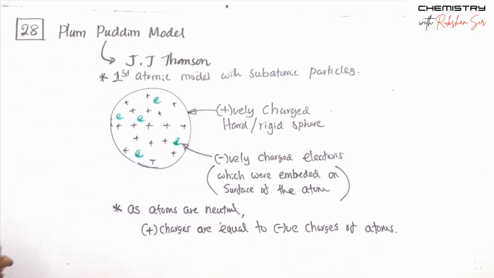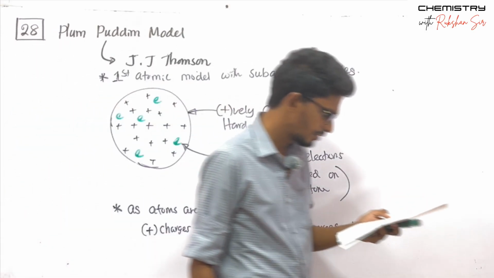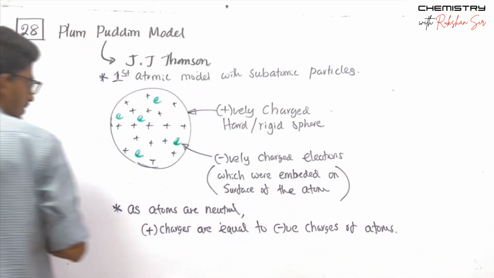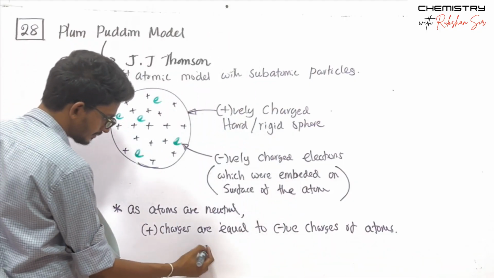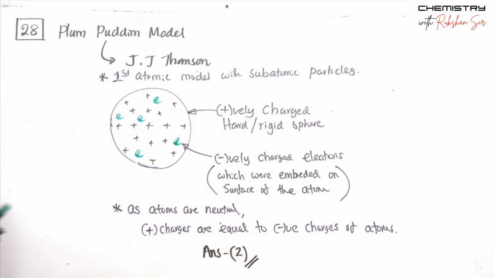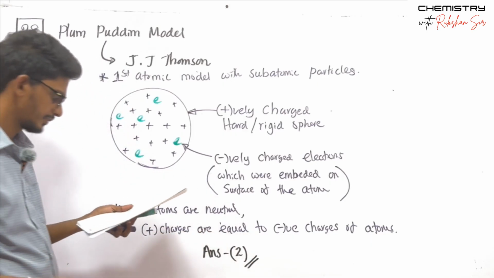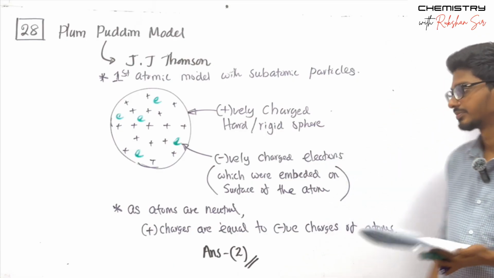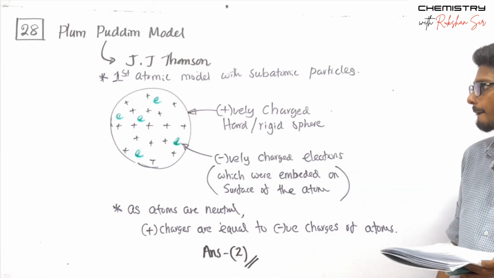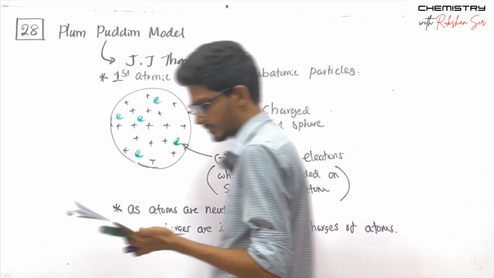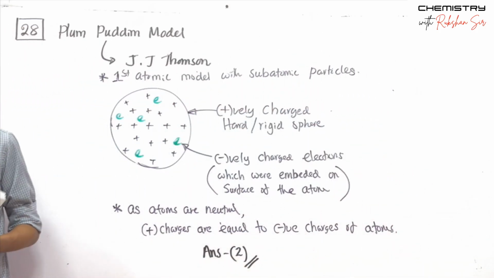Plum pudding model. Right, now there is some review for question number 28. So the answer is J.J. Thomson, answer number 2. J.J. Thomson was the scientist who put forward the plum pudding model. Okay, so let's move towards question number 29.